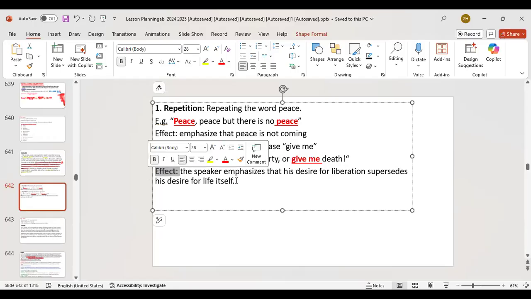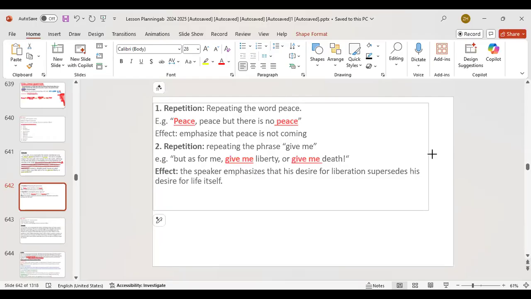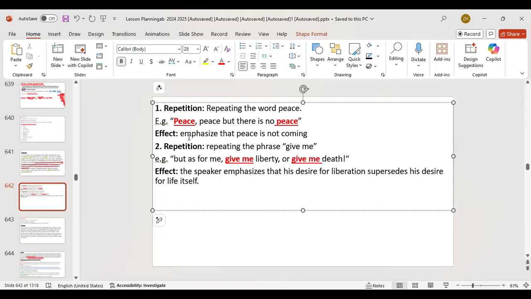All right. So when he's saying "give me, give me liberty or give me death," he's trying to emphasize the point that he'd rather be free than even live in bondage. So he's saying that he'd rather die, basically. He'd rather die than live in bondage.